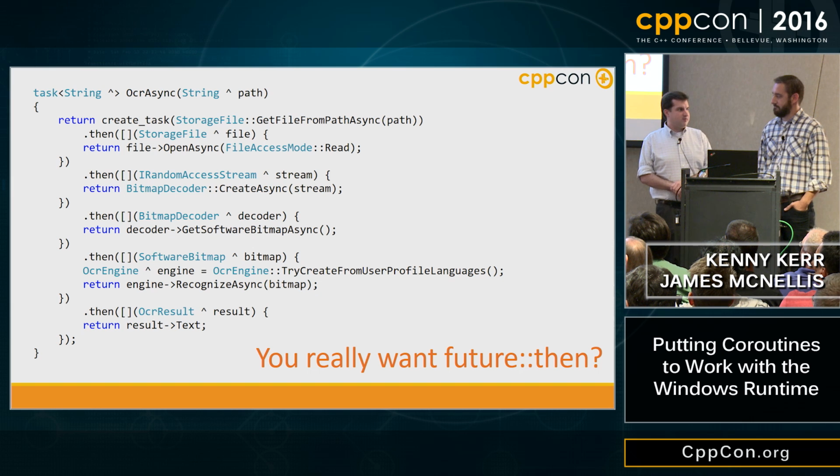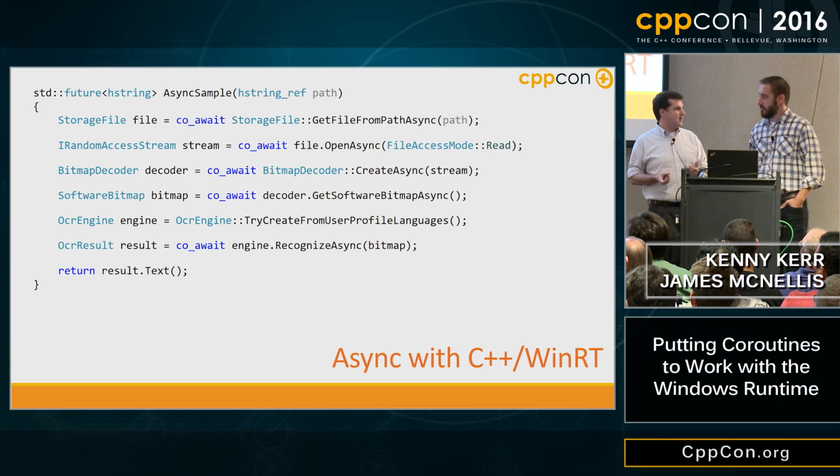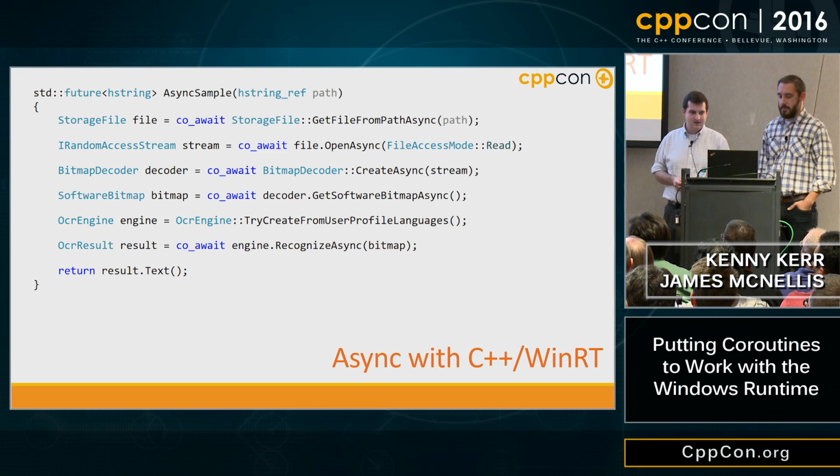So async with C++ WinRT and coroutines looks a bit nicer. This is effectively how your synchronous code would look if these were synchronous APIs, right? Very nice. You get the file, you open it, you decode it as a bitmap, etc., whatever else this program is doing.